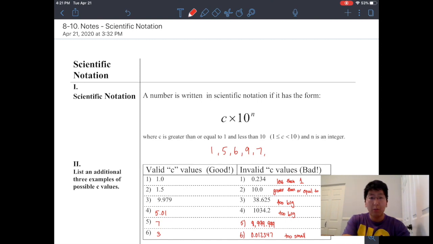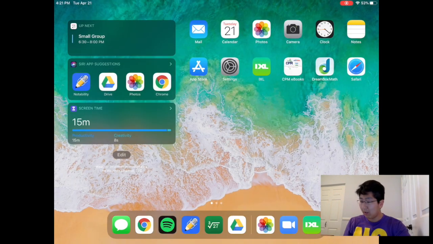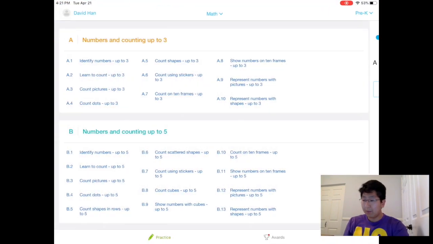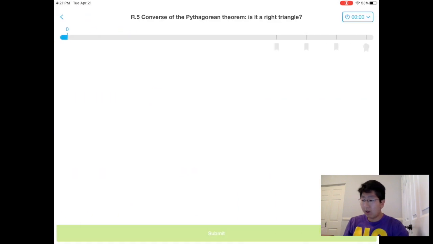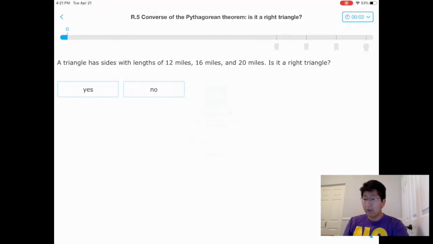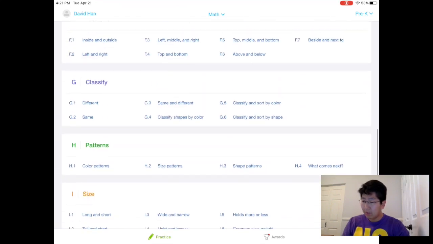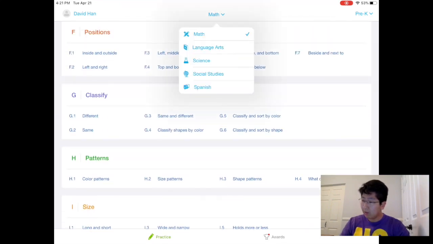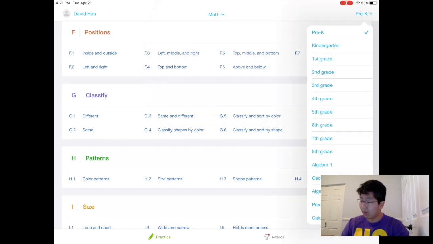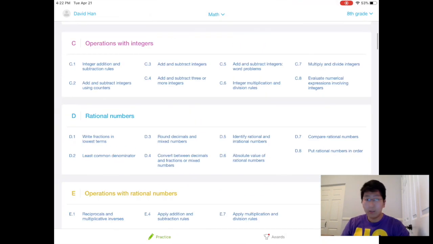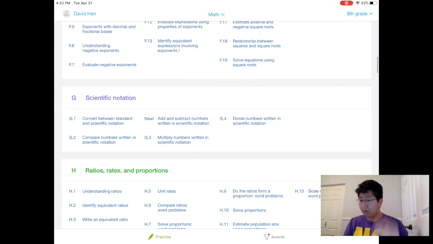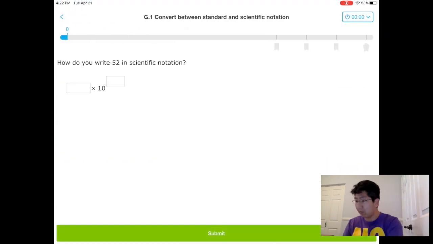So here I'm going to open up the IXL for you. Hopefully you have your notes to the side when you're doing this. Okay, so I'm going to open this up. IXL. Okay, and right here it's going to be, oh, this is the wrong one. I'm going to have you go on G1. So go ahead and find G1. Oh, this is not Math 8, is it? This is pre-K. You guys are not in kindergarten. So 8th grade, and we're going to go find G1. Convert between scientific and standard.